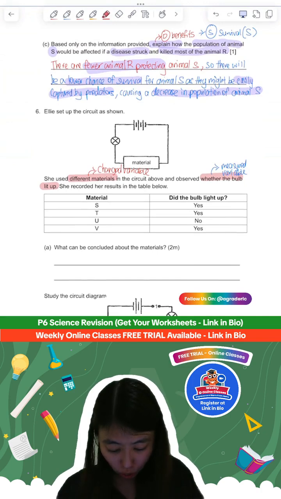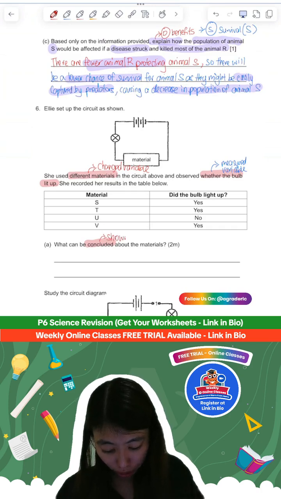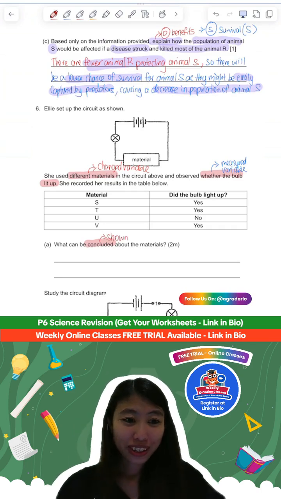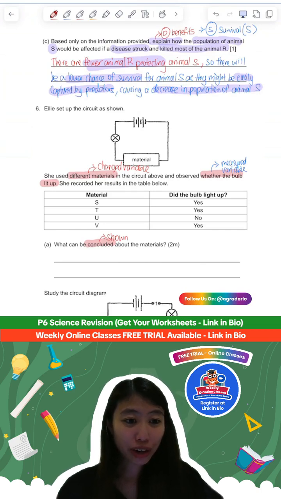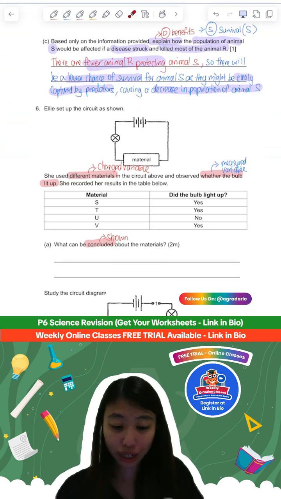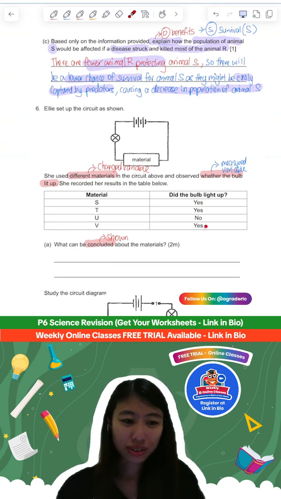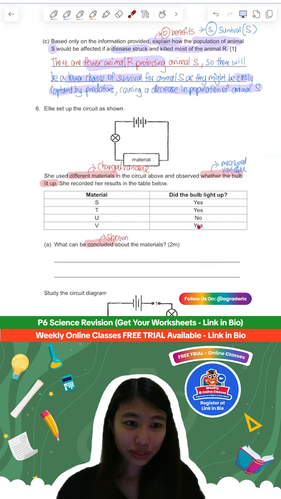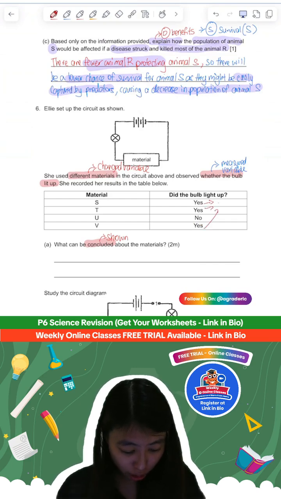So the question here is what can be concluded? That means what is shown in this table here. Okay, very good. So the moment you see that the bulb lights up, what kind of circuit is it? This is your P5 topic. Open or closed? Very good. Closed circuit. All this shows you that it's a closed circuit.